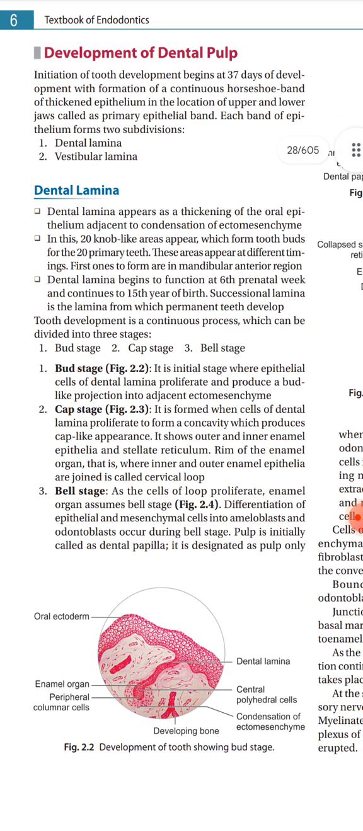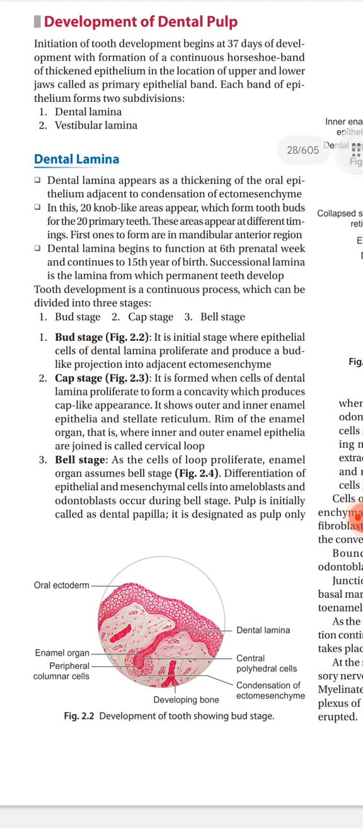Tooth development is a continuous process which can be divided into three stages. First is the bud stage, second is the cap stage, third is the bell stage. Bud stage is the initial stage where epithelial cells of the dental lamina proliferate and produce a bud-like projection into the adjacent ectomesenchyme. Second is the cap stage. It is formed when cells of the dental lamina proliferate to form a concavity, which produces a cap-like appearance.